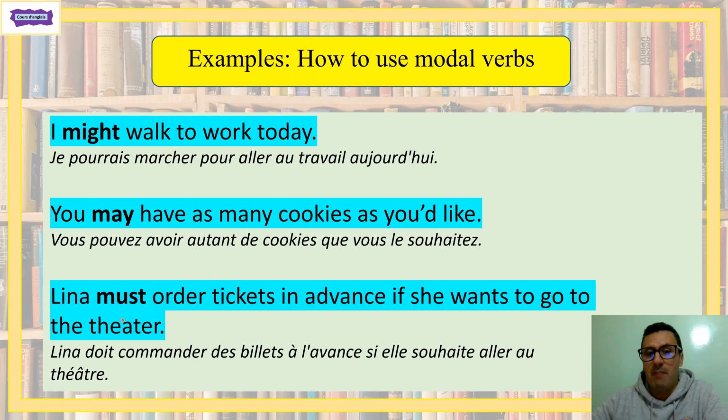Lina must order tickets in advance if she wants to go to the theater. Lina must, donc là, modal verb c'est must. C'est-à-dire en français, Lina doit commander des billets à l'avance si elle souhaite aller au théâtre.